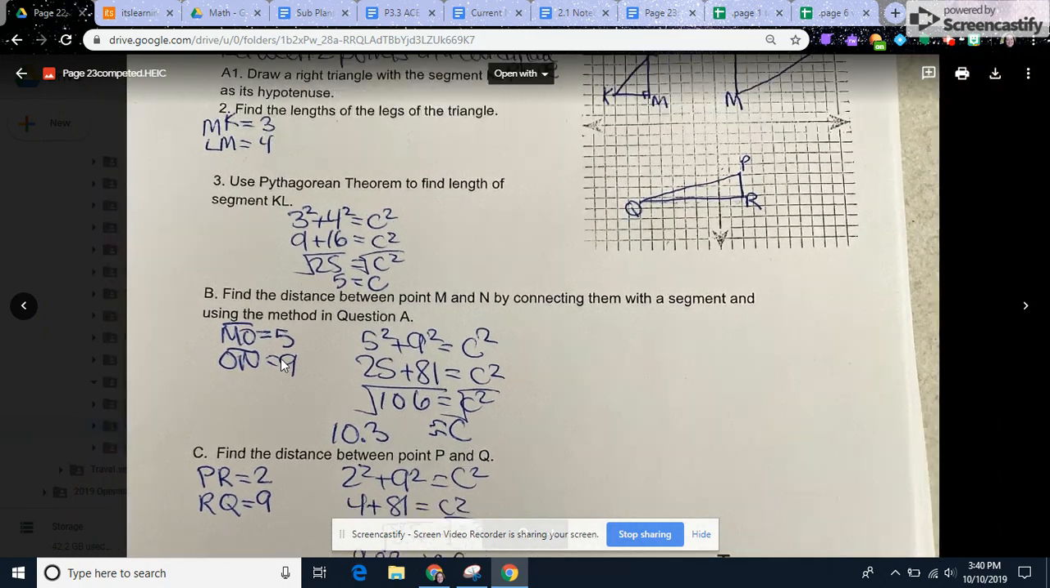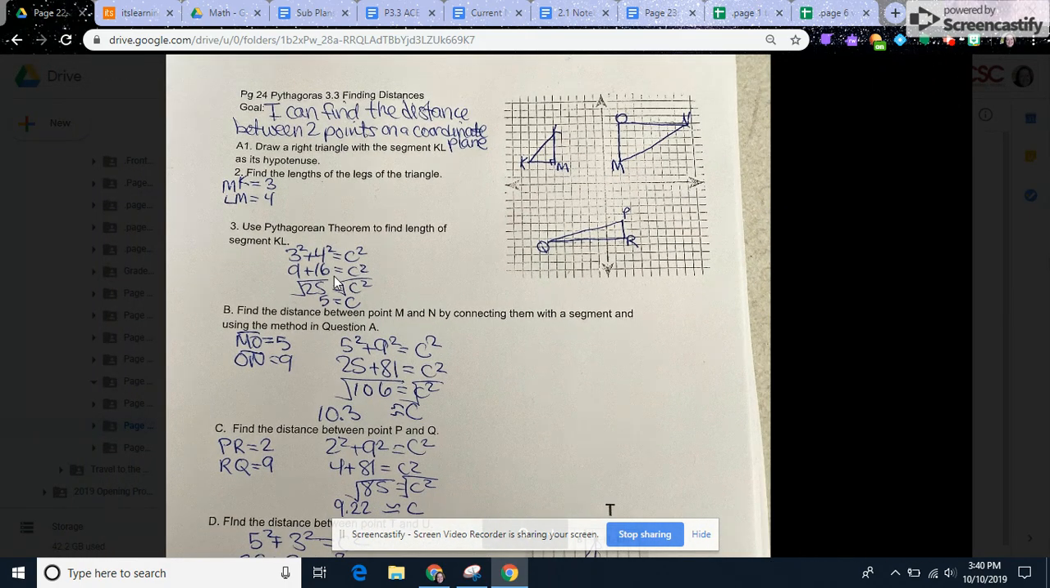So then you could use the Pythagorean Theorem, a squared plus b squared equals c squared, with your two lengths. So if this is 3, you'd have 3 squared plus 4 squared equals c squared. Again, using the lengths of your triangle. 3 squared is 9, 4 squared, 4 times 4 is 16. Bring down your c squared. 9 plus 16 is 25.